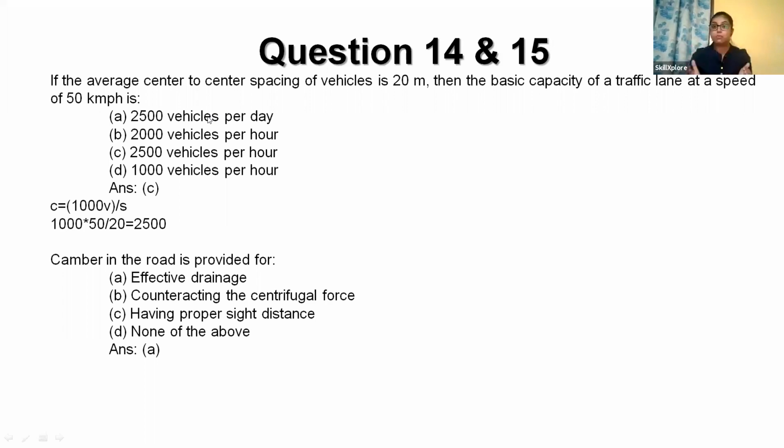It is the slope provided on either side of the pavement for drainage purposes. We have discussed it for rainfall areas, where there may be problems otherwise. So that's what camber is. It is provided for effective drainage.